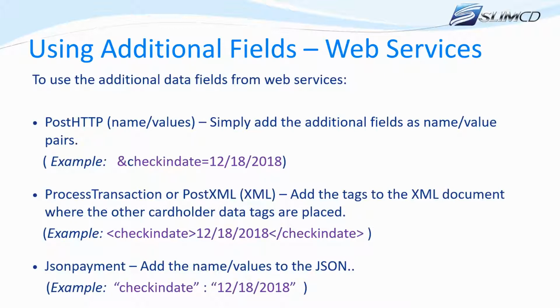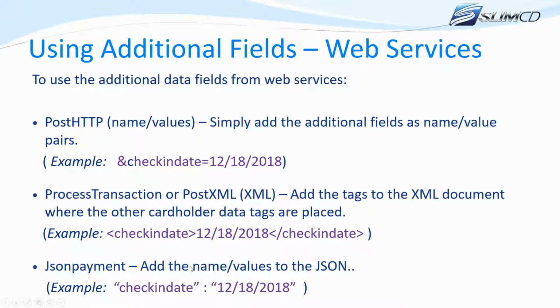When you're going to use these additional fields, all the fields I've just covered in all these industries, if you're doing a post HTTP web service call to us, then you simply add the name value pairs. I didn't URL encode here, but you can see ampersand check-in date equals, and then you'd URL encode the slashes within the value. In the process transaction or post XML, you're formatting an XML document, so your check-in date is surrounded by tags, and again you would XML encode the data inside, which means replacing ampersands and things like that with the correct XML style encoding for data.